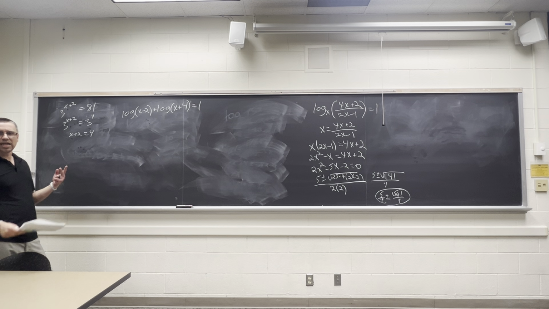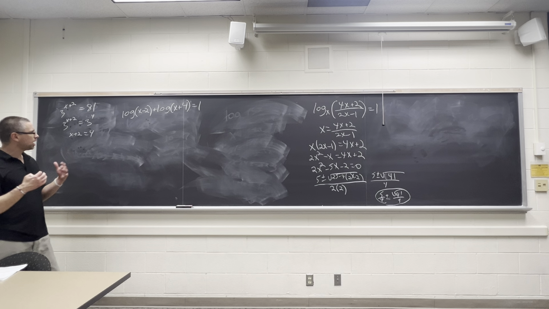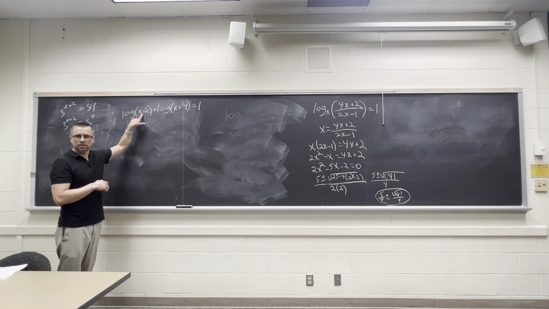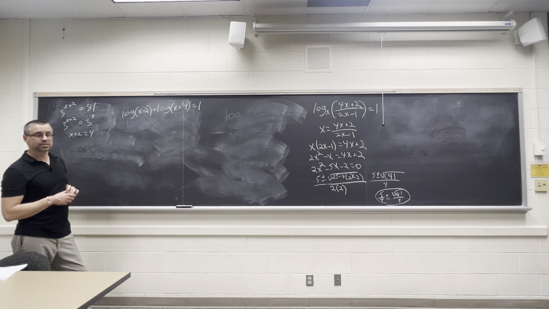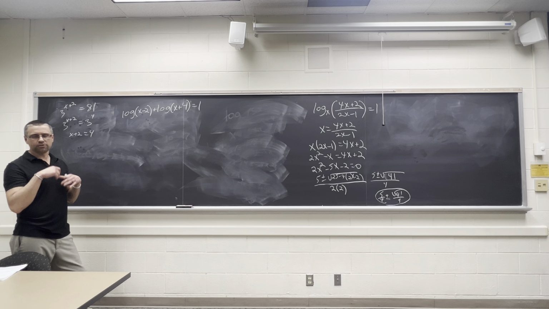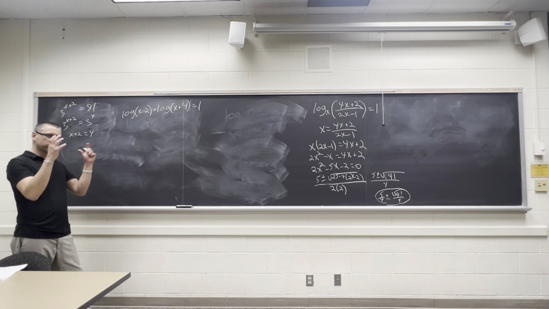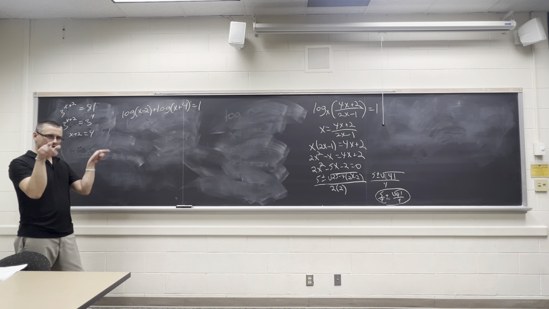The main properties of logs: the big one is that a log is an exponent, so whatever a log is equal to is the exponent you raise the base to. If you have a product in the argument, that's the sum of the individual logs, same base. If you're dividing, you have a quotient in the argument, that's the difference of the individual logs. So multiplying, you write it as a sum; dividing, you write it as a difference.